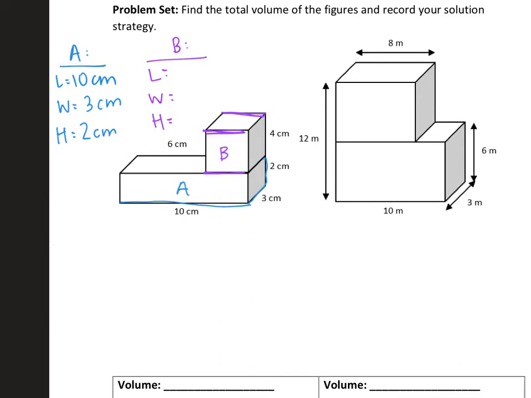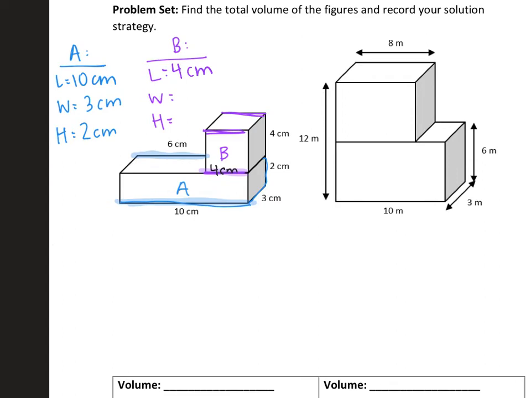So I know that this whole length right here is 10 centimeters, right? I also know that this section right here is 6 centimeters. So if this whole thing is 10, and this part right here is 6, how much is left to give me this section for the length right here? Well, I know 10 minus 6, or 6 plus what gives me 10, is going to give me 4. So that means my dimension right here, my length, is going to be 4 centimeters. Okay? So my length is 4 centimeters.